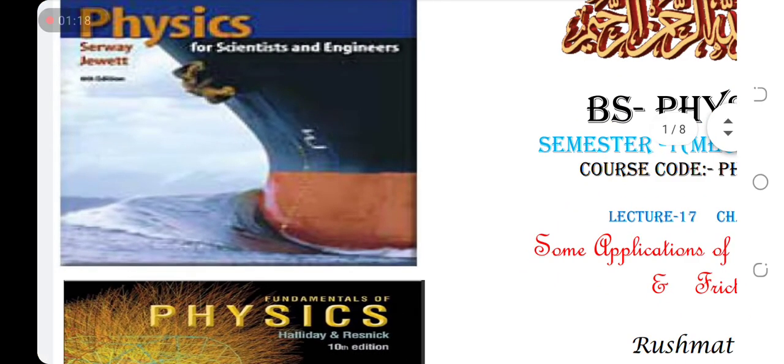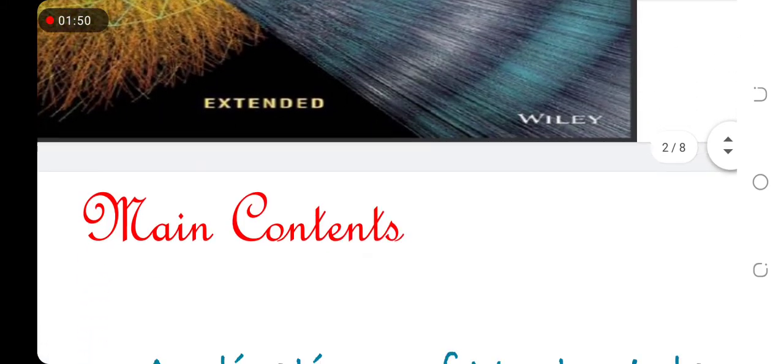Dear students, the material of this lecture has been taken from the books recommended by the university in your course outline. The book named Physics for Scientists and Engineers by Serway Jewett. The second book is Fundamentals of Physics by Halliday, Resnick and Jearl Walker.